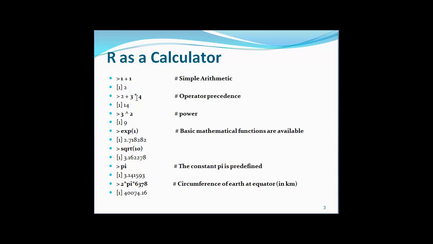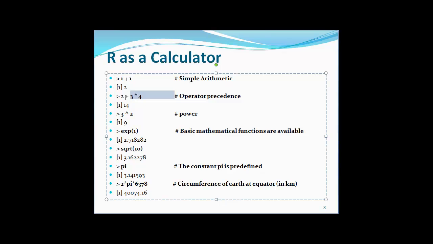If you use two or more operators at a time without using brackets, then which operator will take precedence? For example, here if I use plus and multiplication simultaneously, then the multiplication part, that is 3 into 4, will be calculated first and then it will add to that answer. In this way you will get 14.